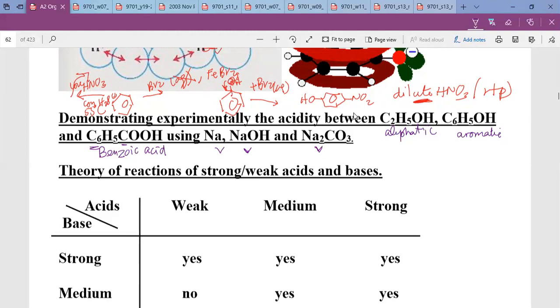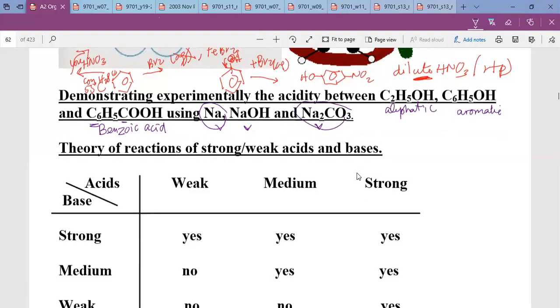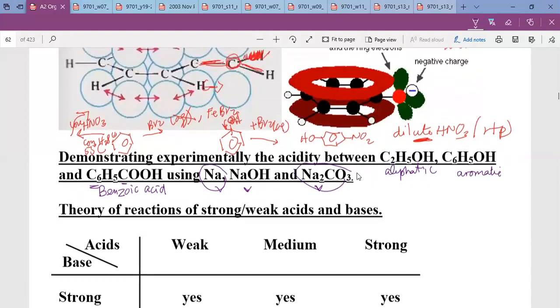Now the basic character of these: this is a very strong base, this is a strong or medium base, this is a weak base. The trend is that, for acids, you can also put water inside.